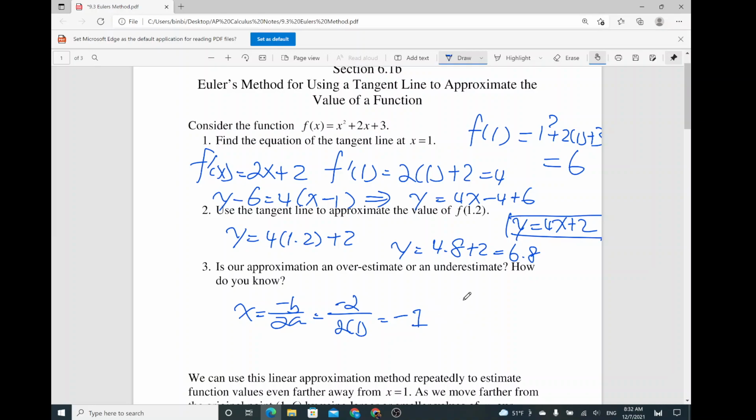So anything past x equals negative 1, f of x is increasing. So whatever linear approximation you're doing, it's going to be an overestimate.